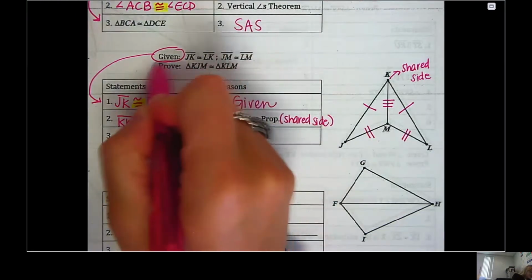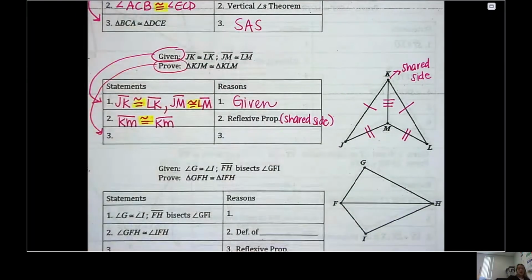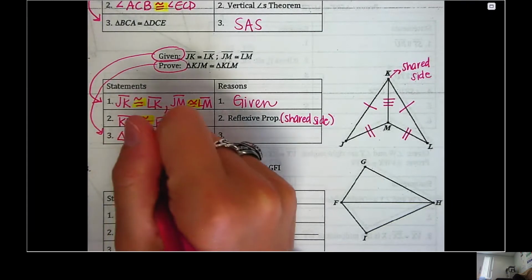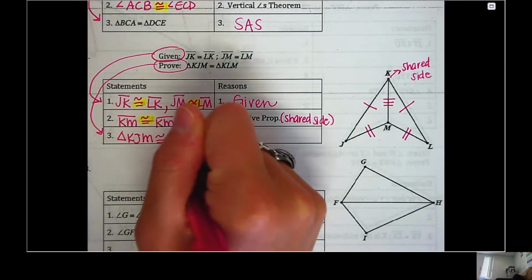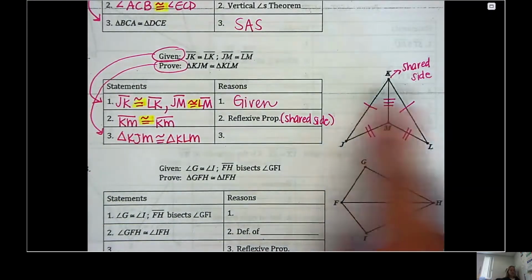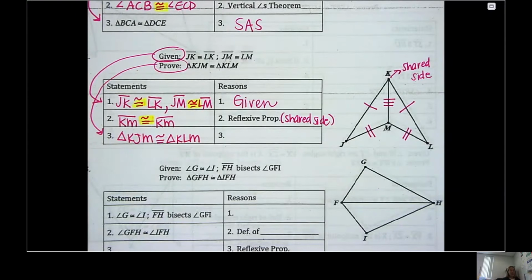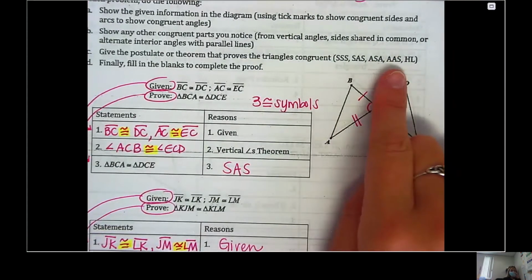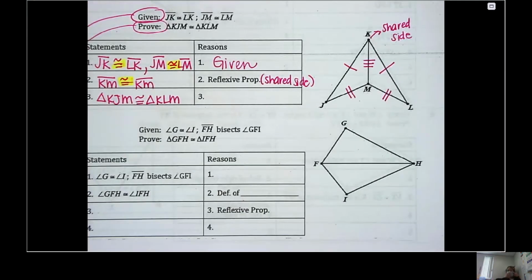Exactly. I literally take this prove and I just copy it right there. Triangle KJM is congruent to triangle KLM. Those two triangles, one on the left, one on the right, are congruent. And now the last part is I have to determine which theorem says that they're congruent. Which one of those right there tells me that these are congruent? Side, side, side. Exactly, because you are literally given all 3 sides. Side, side, side. Good.